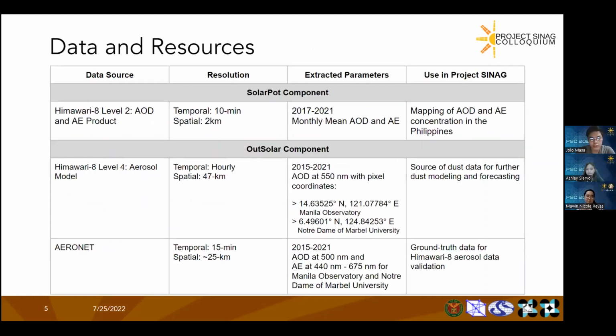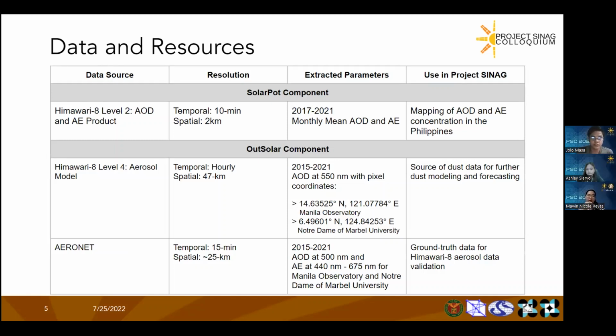The Solar Path focuses on the assessment of available solar PV power resource potential in the Philippines, using high-temporal remotely sensed data that will consider meteorological and geomorphological aspects. The components will have an output of resource maps where the suitability of location for solar installation will be presented. So for the Solar Path component, Himawari 8 Level 2 AOD and AE products are used with temporal resolution of 10 minutes and spatial resolution of 2 kilometers. The extracted parameters are the monthly mean AOD and AE for the years 2017 to 2021 that will be used for mapping of AOD and AE concentration in the Philippines.